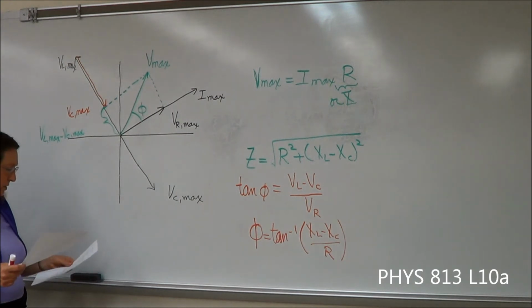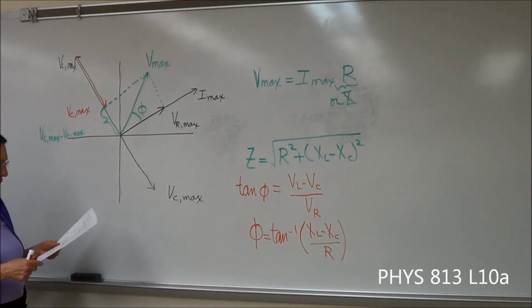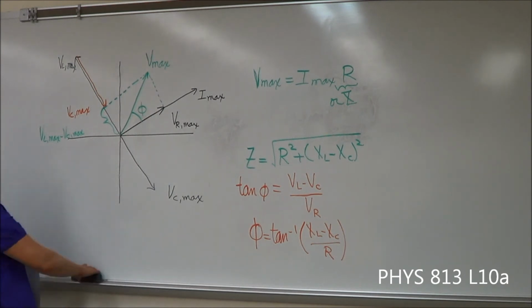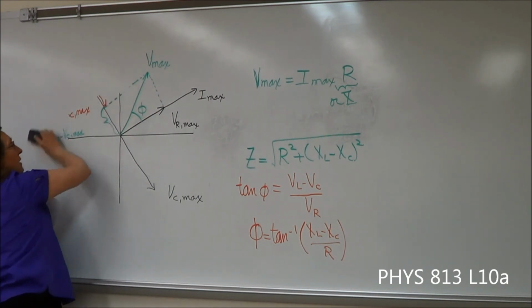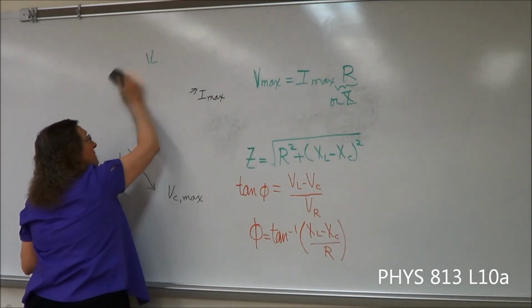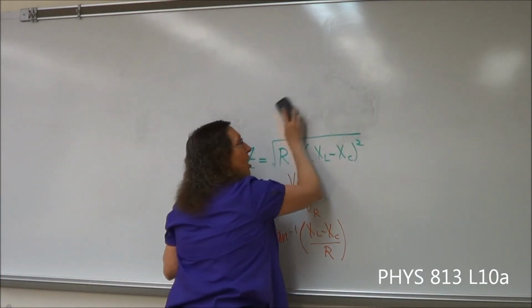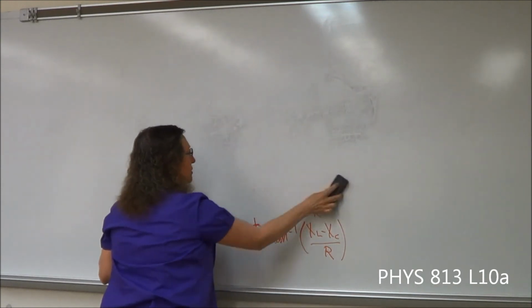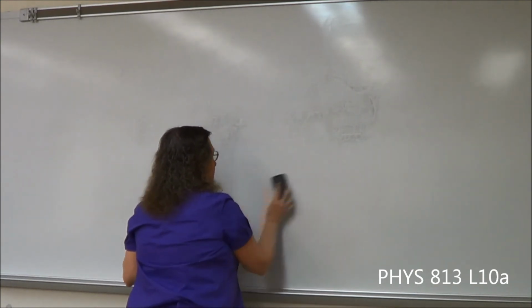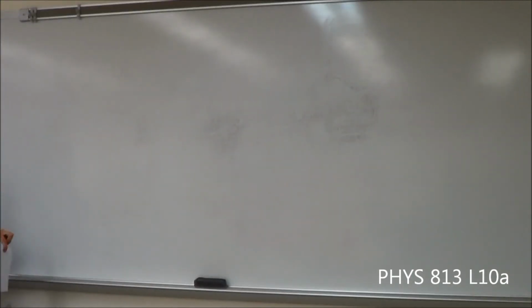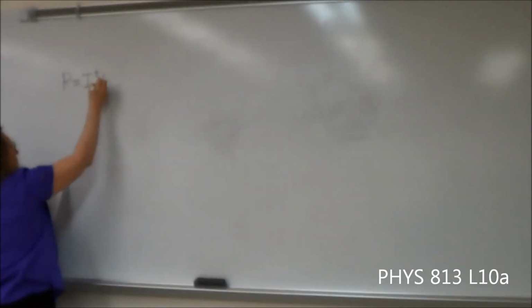Now we have one more thing that we'll look at briefly. This has to do with power. And we know that power is current times voltage. It's also I squared R if we have a resistor. So we're going to look at a general equation for power for a resistor. This is I squared R.